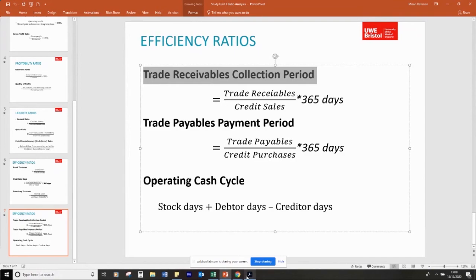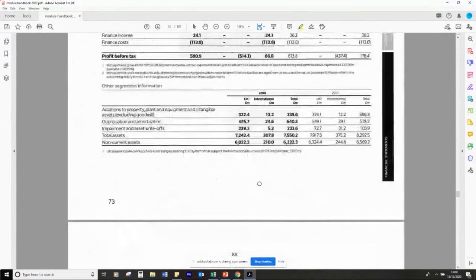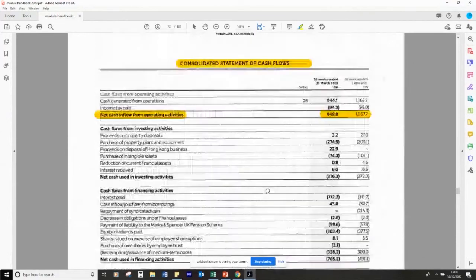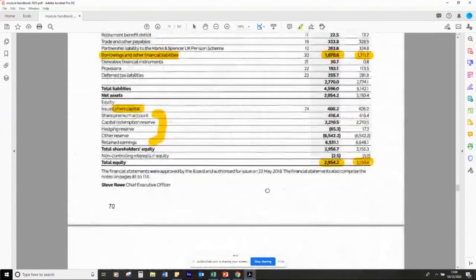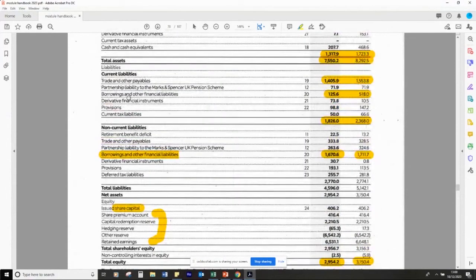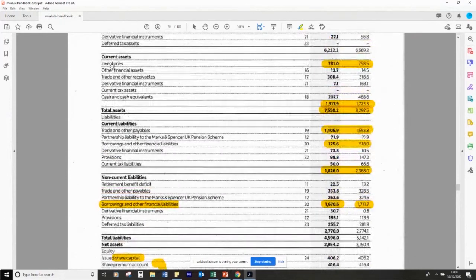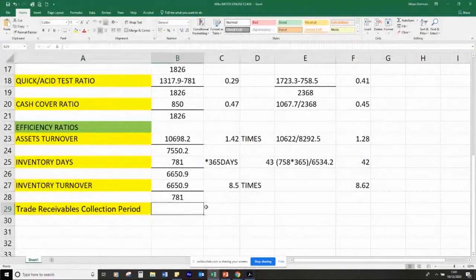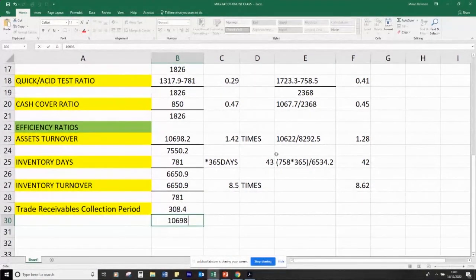So trade receivables, I'm going to go to my balance sheet. Current assets, trade and other receivables, 308.4. Divided by all of my sales, 600.2.